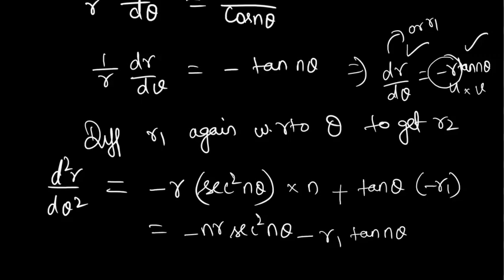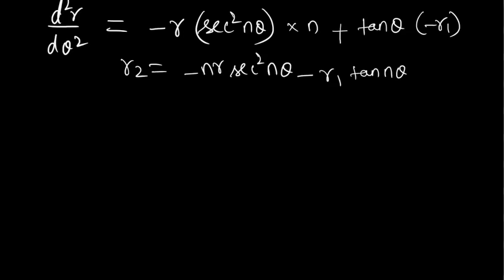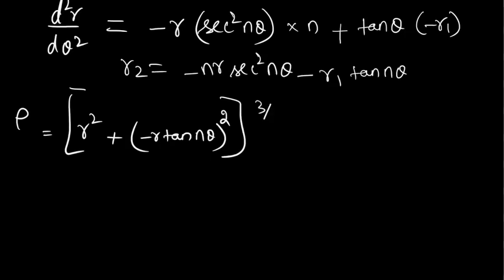We are done with r1 and r2. Now you have to just substitute these things in the formula. Already I've written the formula in the beginning, so directly I'll substitute. Rho is equal to, what is there in the numerator? r² plus r1². What is your r1? Minus r tan nθ. r² plus r1², the whole power 3 by 2. Directly I'm substituting instead of writing the formula.